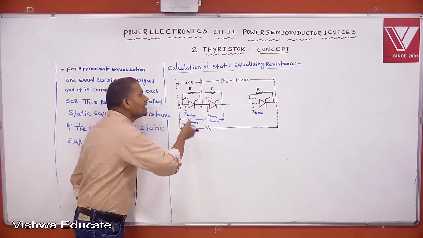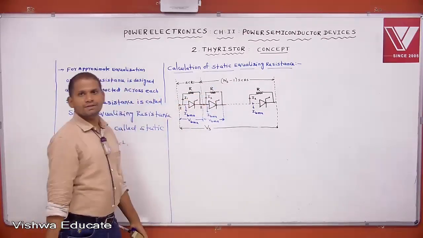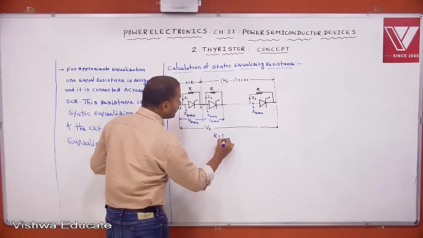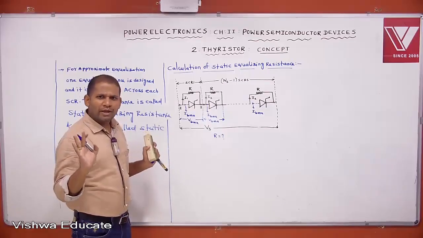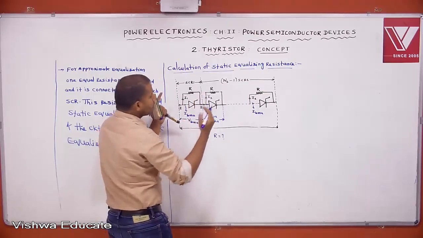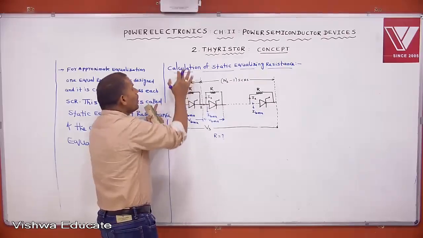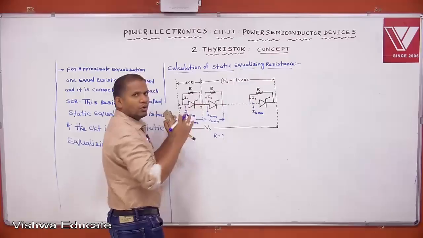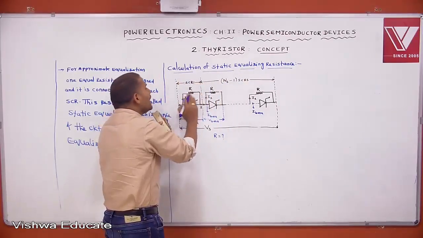Then this total circuit is nothing but a static equalizing circuit. This resistance is called static equalizing resistance. Now I want to design the value of R using this circuit. For the generalized formula, I am assuming one SCR belongs to one category, and the remaining Ns minus 1 SCRs belong to another category. One SCR blocks the maximum voltage, the remaining Ns minus 1 SCRs block the minimum voltage. To equalize these, what is the approximate value of R we can connect?